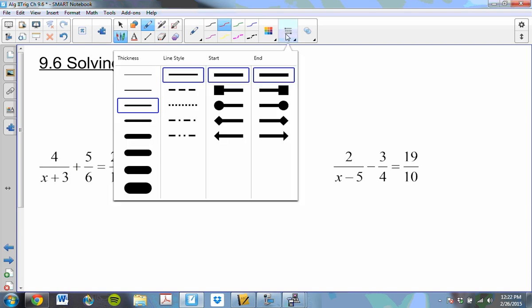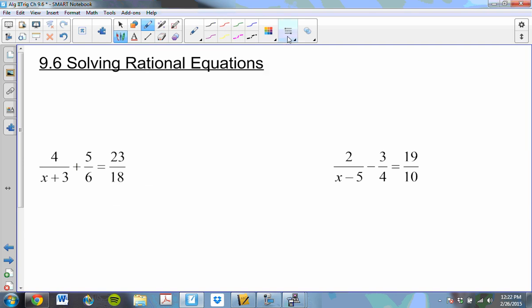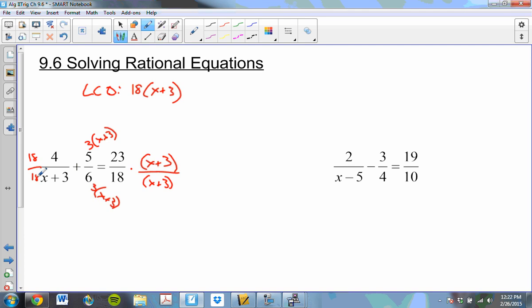The problems are a little bit different, but we need to find the lowest common denominator. For the problem on the left, the lowest common denominator is 18 times x plus 3. Which means that this needs an x plus 3. This needs a 3 times x plus 3. And this needs an 18. We ended up with 72 plus 15 times x plus 3 equals 23 times x plus 3.